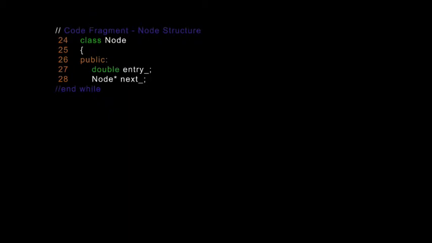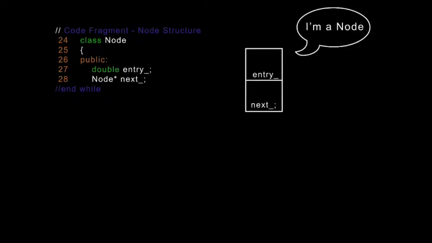This code fragment declares a class that's a node, and it has two parameters. It has entry, which is a double, and it has next, which is a node pointer. If you look at this structure, it can be represented as two memory blocks stacked on top of each other, one with the entry block and the next one which is the next block. So this is what this structure would look like.